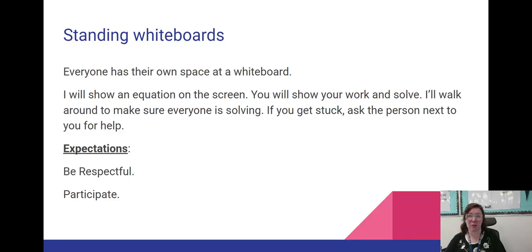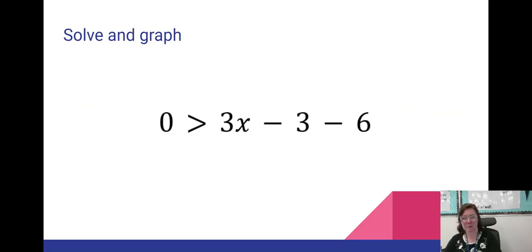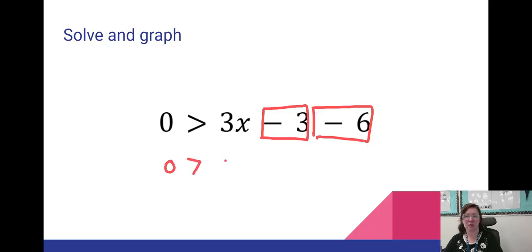It looks like I forgot to write the goal. The goal is that I can solve and graph inequalities. So we start by having everyone do some practice. Combine like terms. We have a minus 3 and a minus 6. So when we combine those, 0 is greater than 3x minus 9.